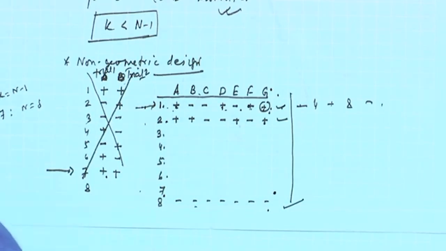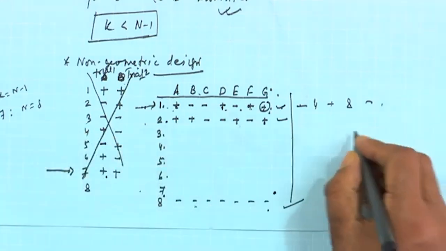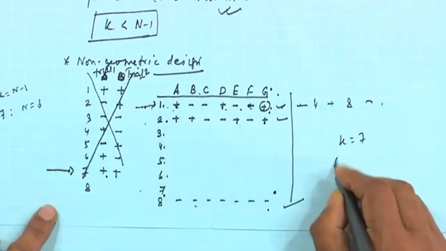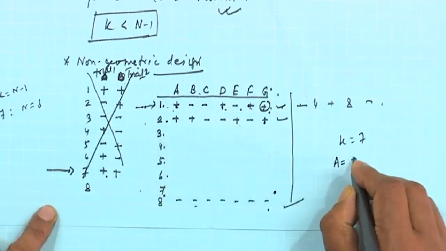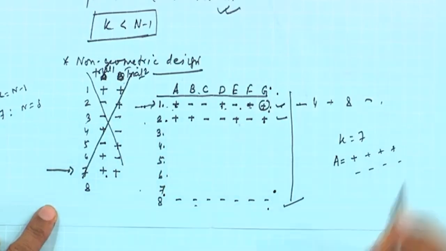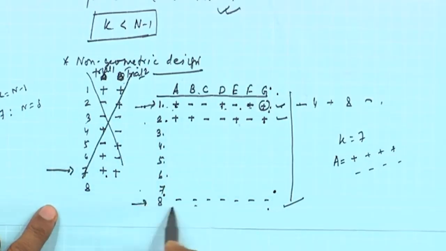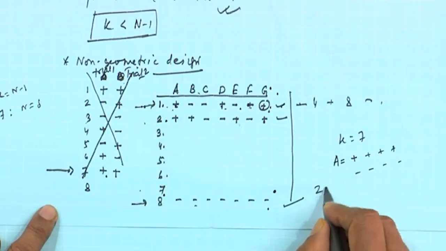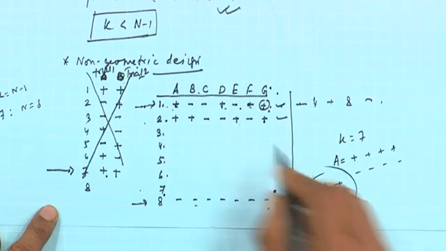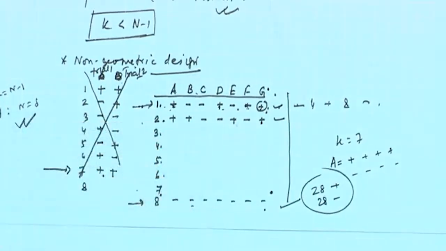So what happened? This gives you 28 plus signs and 28 minus signs. Here we have k equal to 7, so for each factor there will be 4 plus and 4 minus if you do this. All together there will be 28 plus and 28 minus with reference to this example, k equal to 7.